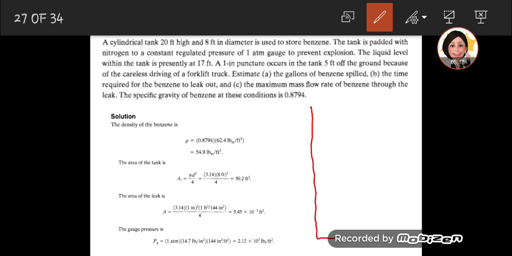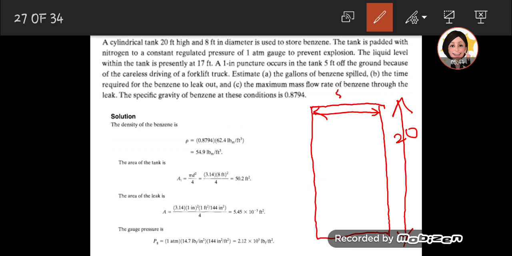So we have quite a number of information given. So it would be good if we can draw a sketch to fit the values. So this is the total tank height. So this is 20 feet. Okay. And then the diameter is 8 feet. And then the fluid is kept at 17 feet.